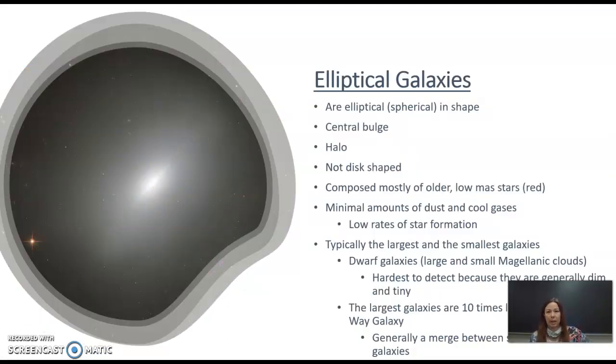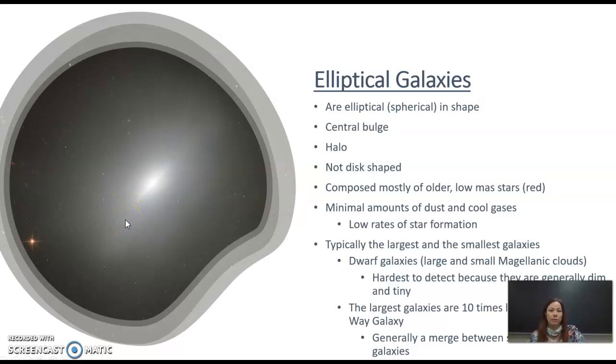All right, elliptical galaxies. When we talk elliptical, we mean sphere-shaped, not quite circular, but round. They also have a center bulge, like you can see in this picture. They have that dusty-looking halo. It is not flat and disc-shaped, like we saw in the last picture. It's composed mostly of older, low-mass stars. We'll talk about red dwarfs later on, but they tend to be older, smaller stars.